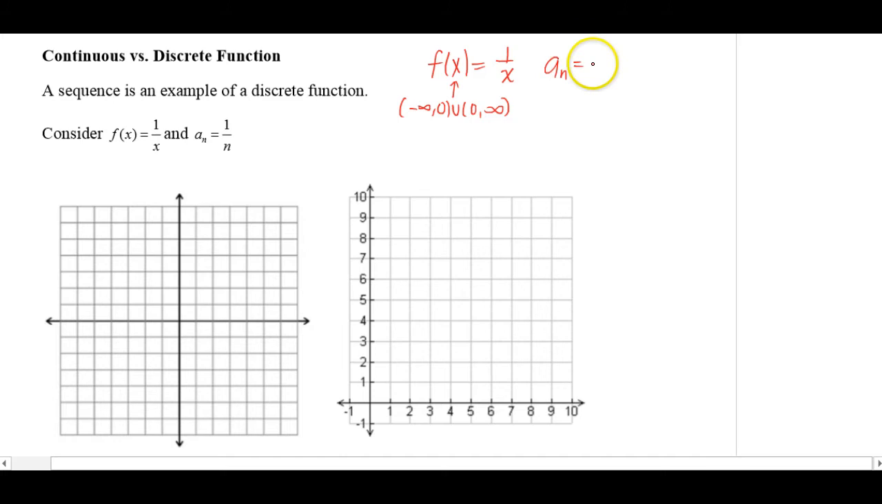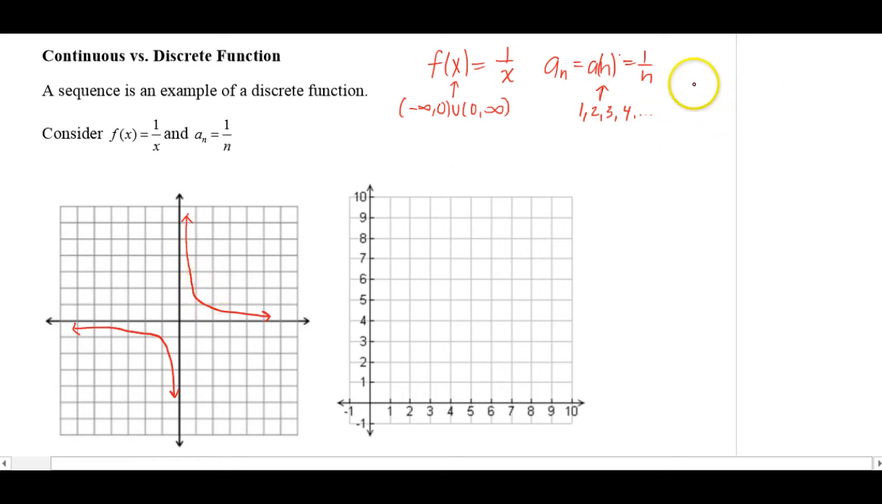Whereas the sequence a sub n, which we said we could think of as a of n, I can only substitute in the integers 1, 2, 3, 4, etc. into the n. I can't plug in 0, I will still get undefined. So those are the differences, but they're both still functions. Now let's think about that graphically. 1 over x is the reciprocal function, which goes through 1, 1, and has horizontal and vertical asymptotes at 0, and then goes through negative 1, negative 1, and is defined over here in quadrant 3. So this is the graph of the reciprocal function 1 over x.